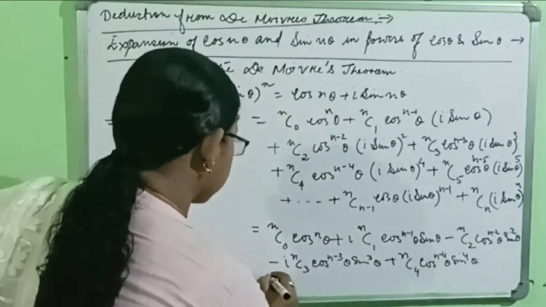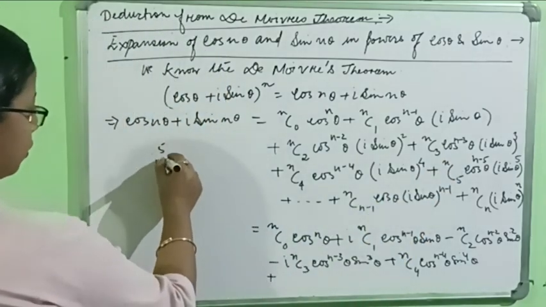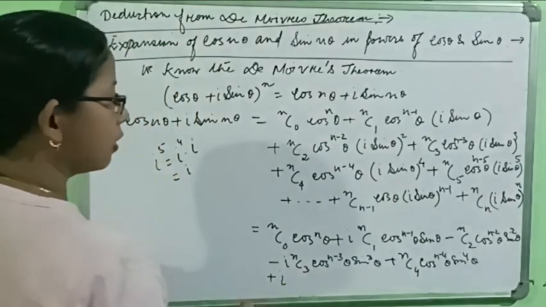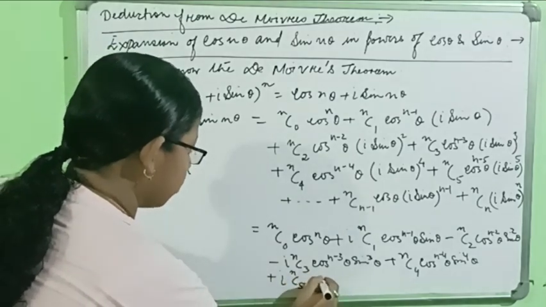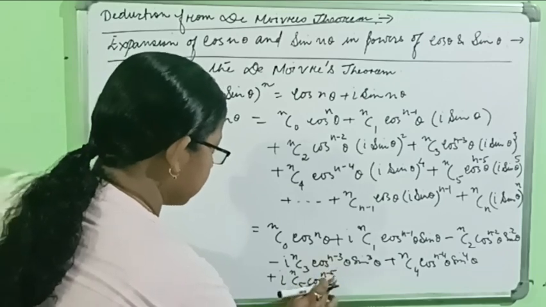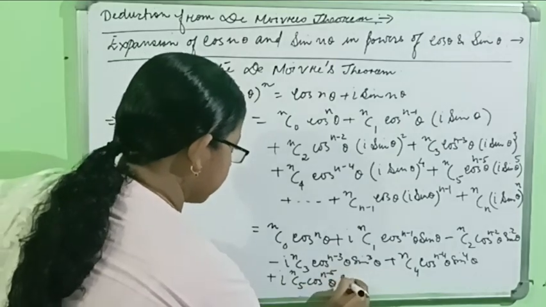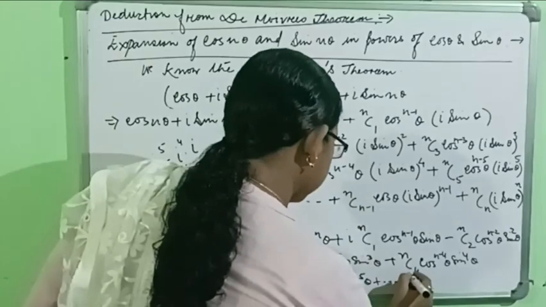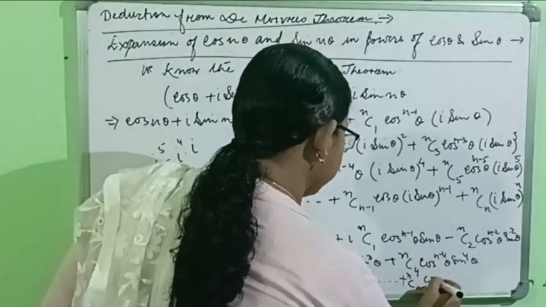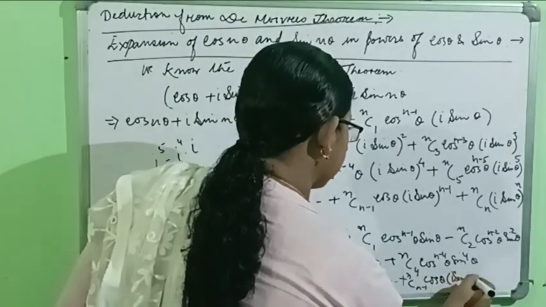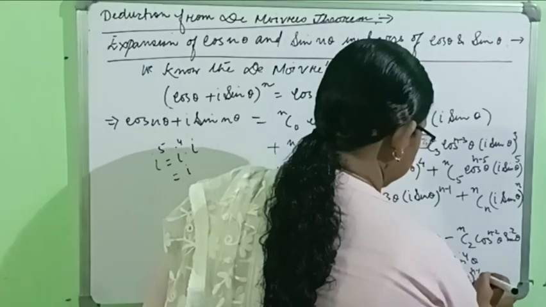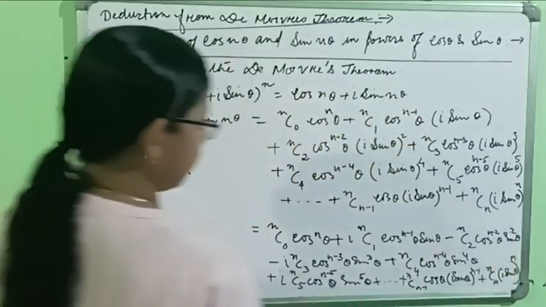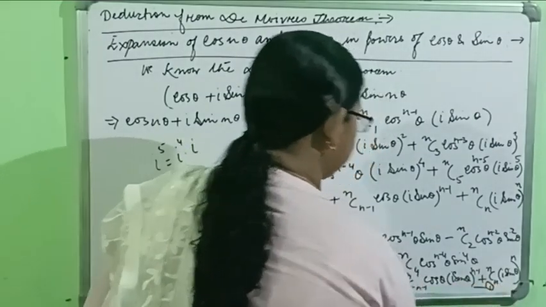Then nC5: i to the power 5 is written as i^4 into i, that is 1 times i, so plus i nC5 cos^(n minus 5) theta sin^5 theta. Then the last terms, and so on. Let me call this equation 1.